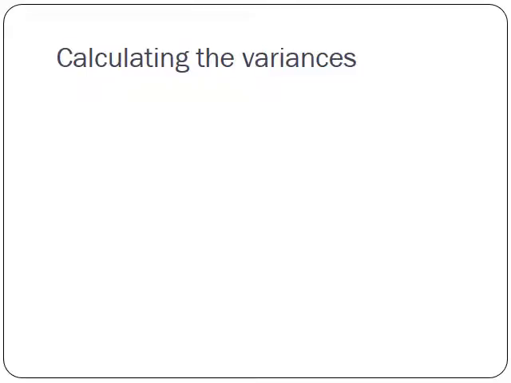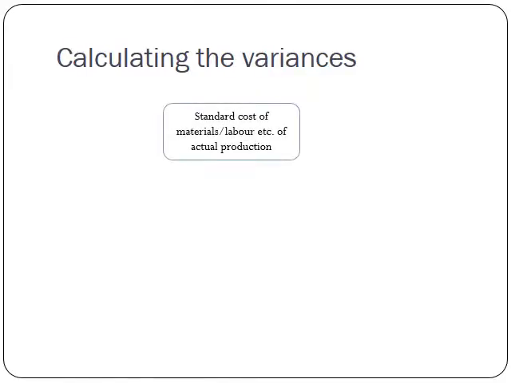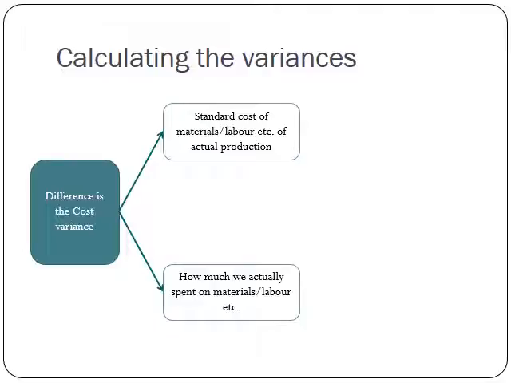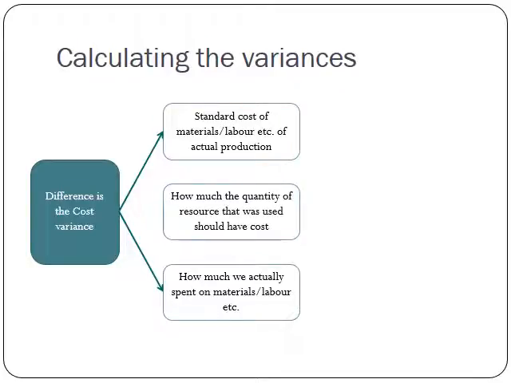So how do we calculate these variances? Well, as before, we start with the standard cost of actual production. Again, we're then going to use how much we actually spent on this particular resource. And the difference between those, as we saw in the last example, is the cost variance. But in order to split this variance further, what we need is to calculate one additional number. And this is the quantity of the resource that was actually used at the standard rate for that resource.